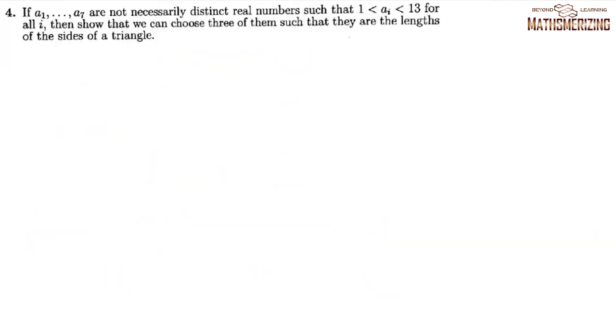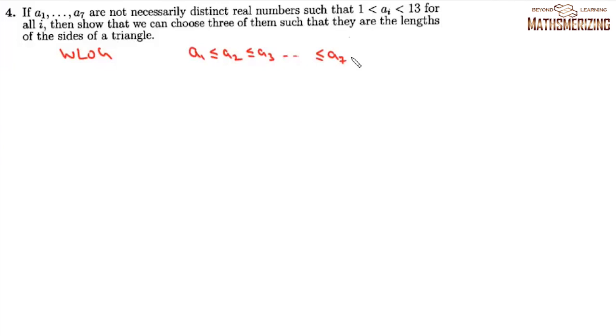Now question number 4 is, if a1, a2 up to a7 are not necessarily distinct real numbers such that ai lies between 1 and 13 for all i, then show that we can choose 3 of them such that they are the lengths of the sides of a triangle. Now without loss of generality, we can say that a1 is less than or equal to a2, less than or equal to a3, and so on up to a7. We'll prove this result using contradiction.